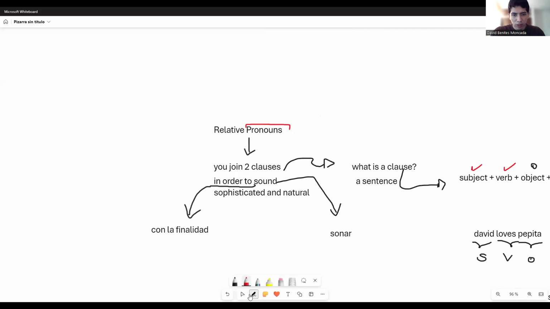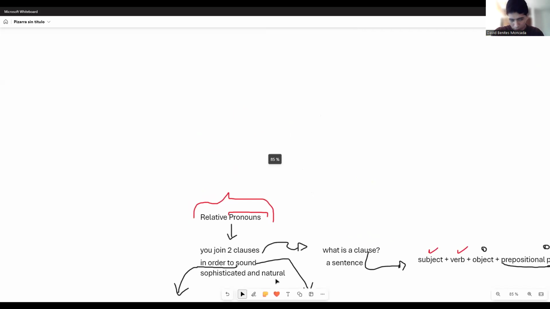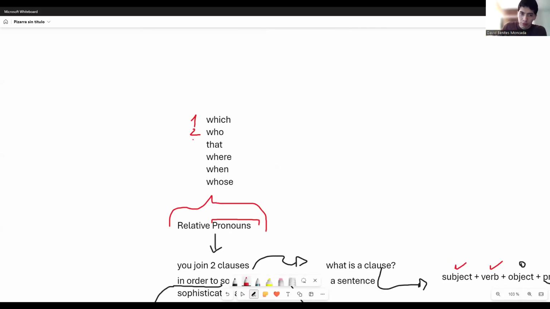And you say, Carlos, what are relative pronouns? Relative, because the pronouns are I, you, we, they, he, she, it. But relative pronouns are different. Focus on this part. There are 5, I guess. Look at this. Which, who, that, where, when. We also have whose. There are 1, 2, 3, 4, 5, 6 relative pronouns.